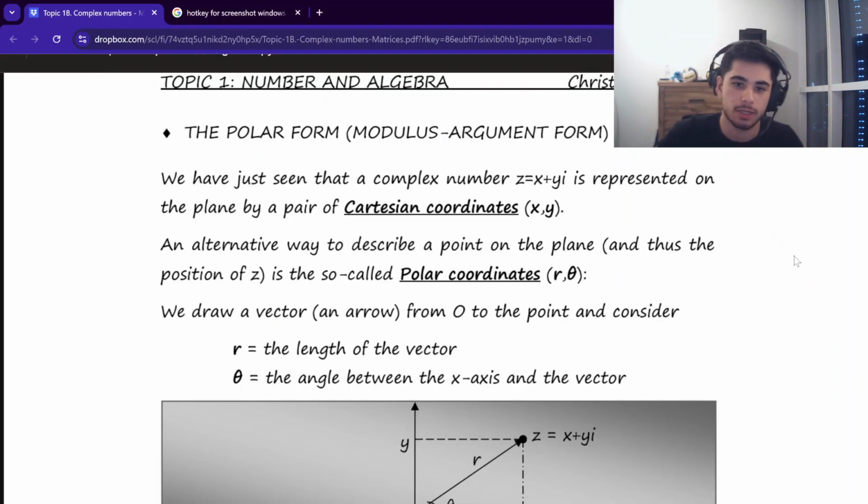After a long time, in today's video we'll be looking at the polar form, modulus, and argument form.